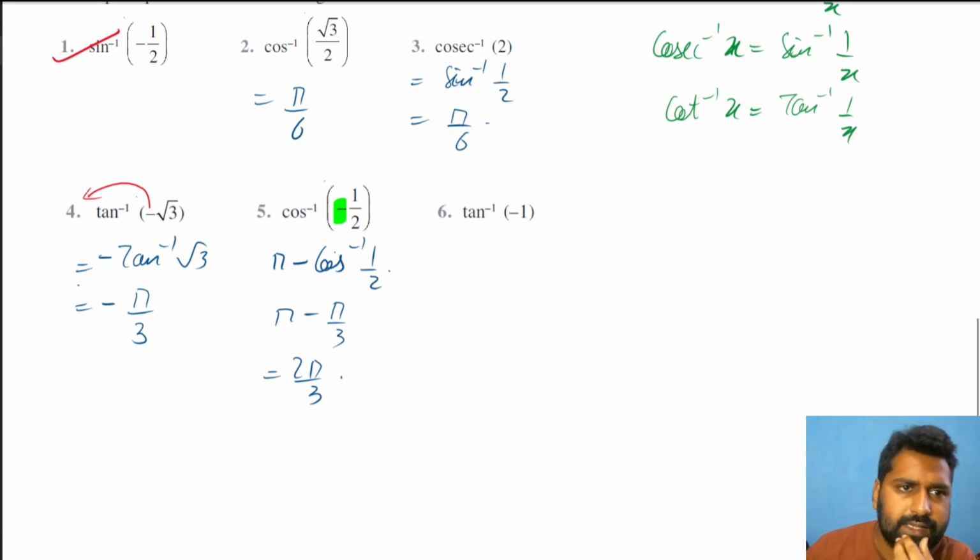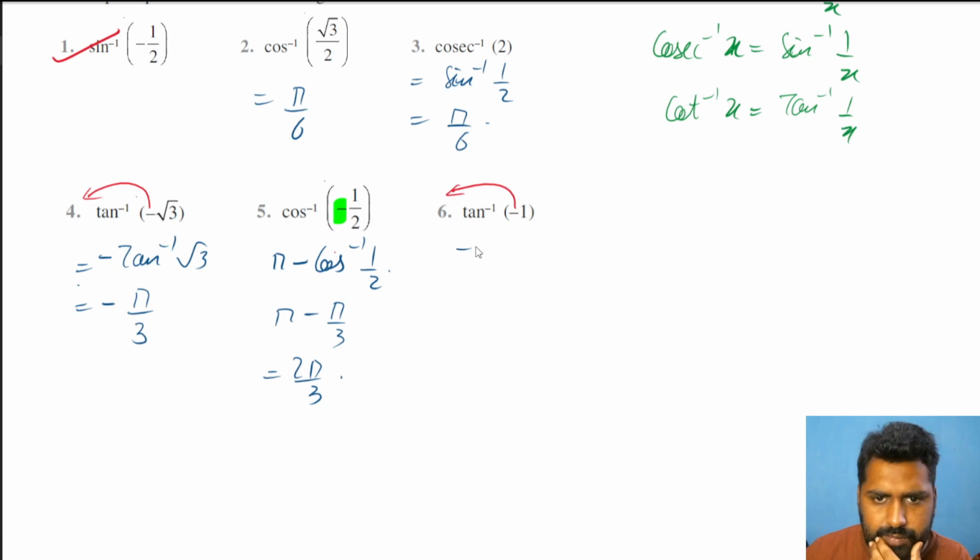Same thing, tan inverse again negative, take it outside. So minus tan inverse 1. So negative tan inverse 1 is, when is tan theta 1? For 45 degree, or pi by 4. Okay.